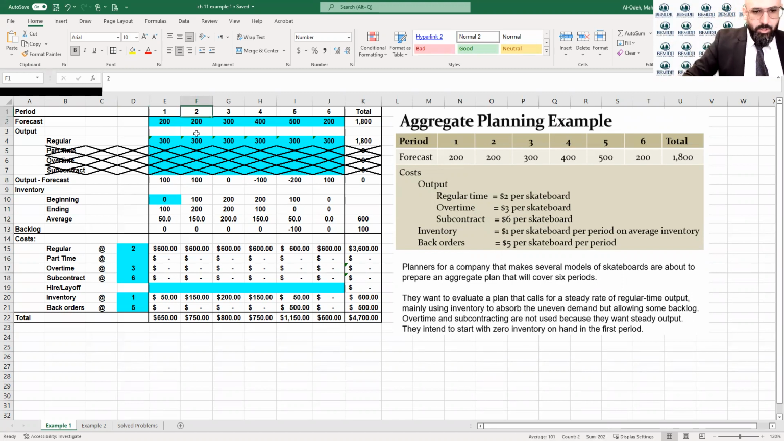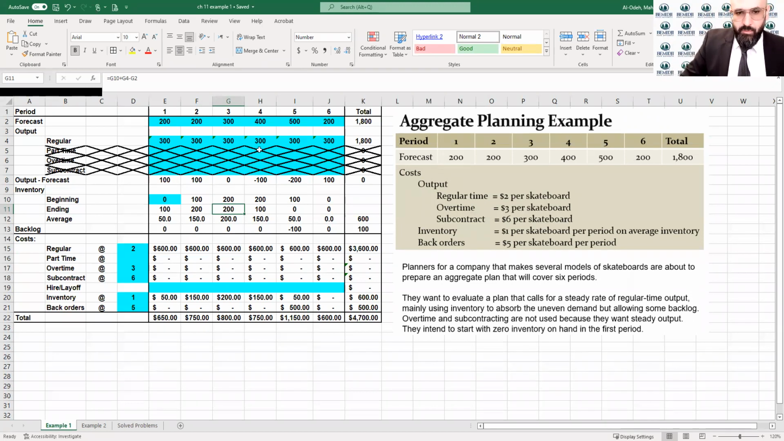For the next period, period 2, we made 300. We sold 200, so there's a 100 units extra. So that will build up inventory. The inventory by the end of period 2 will be 200. Period 3, we match the demand there, so there's no adding inventory. So we start with a 200, and that will leave you with a 200.